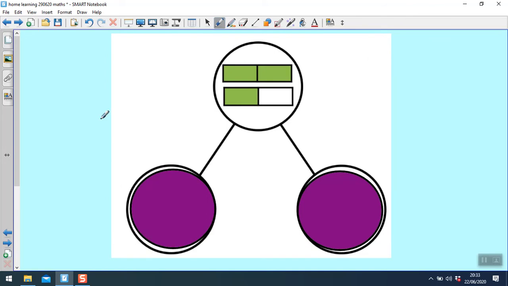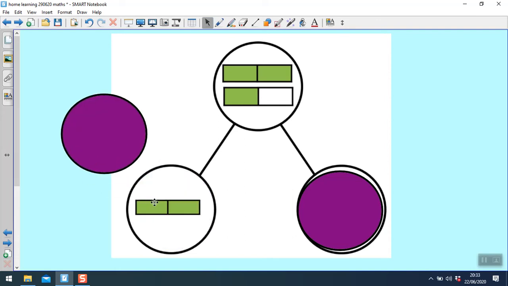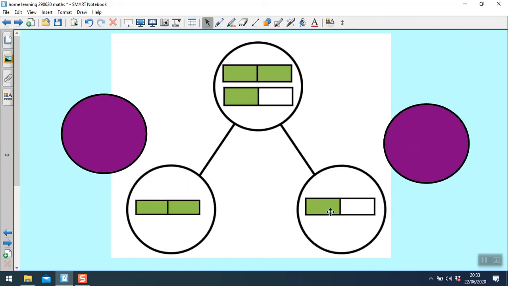This is a pictorial version. So again, I have got 3 halves, 1 whole one plus a half. What could make it up? I could have 1 whole one plus the half.